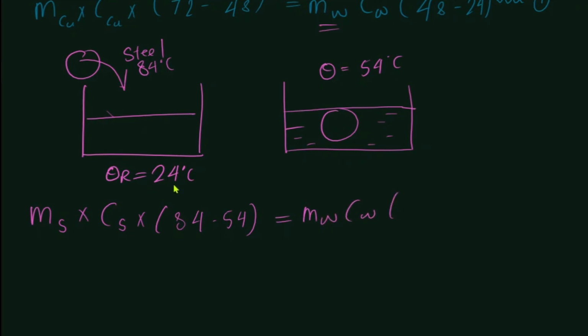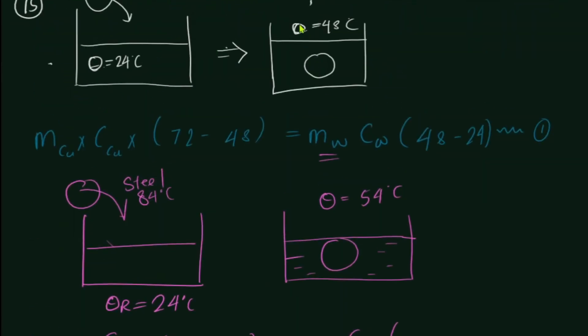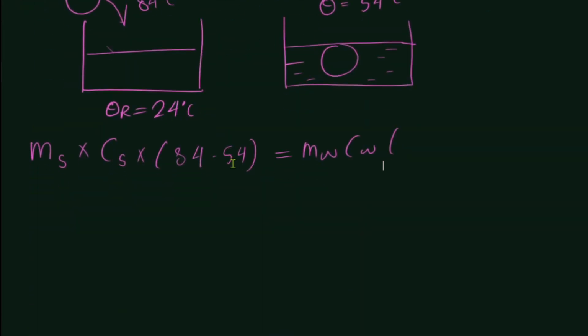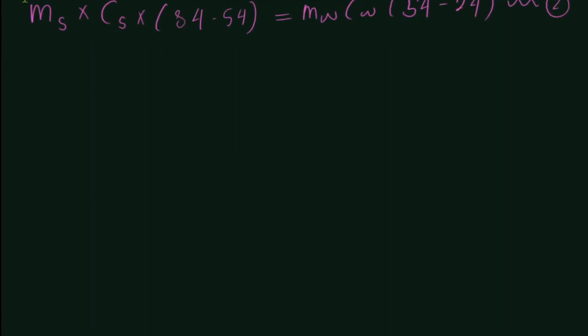The second process also started from the room temperature, right? They allowed the first instance to come to room temperature, and then from room temperature only they started the second experiment. So the temperature difference is 54 minus 24. This is the second experiment, right? Okay, finally what happens in the third process? What's going to happen in the third process?